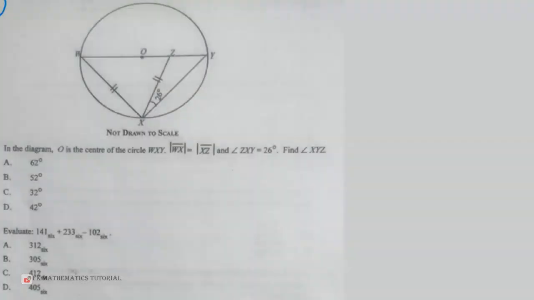So we have question number 16. In the diagram, O is the center of the circle WXY, line segment WX is equal to line segment XZ, and angle ZXY is 26 degrees. Find angle XYZ. So this angle we are looking for.